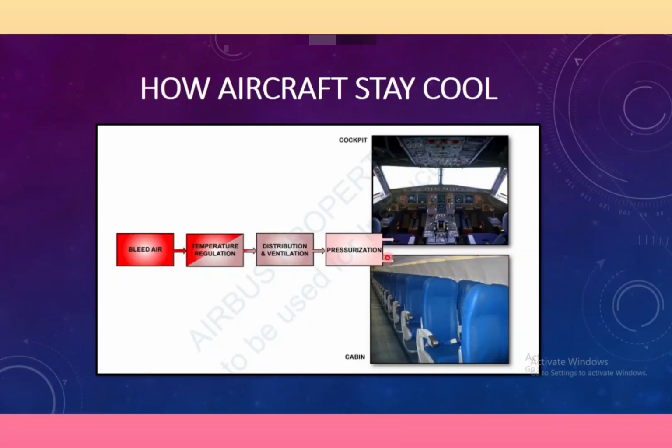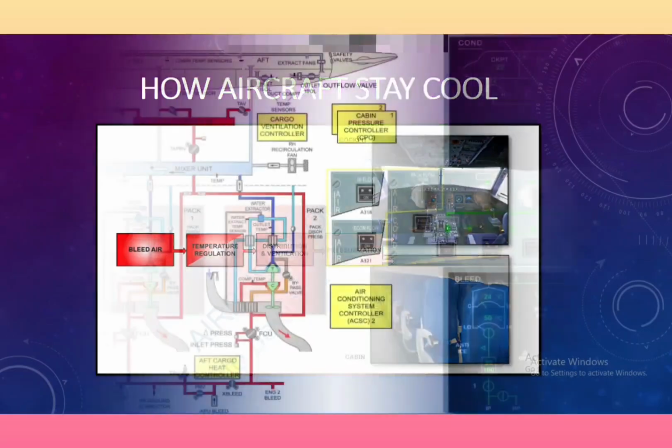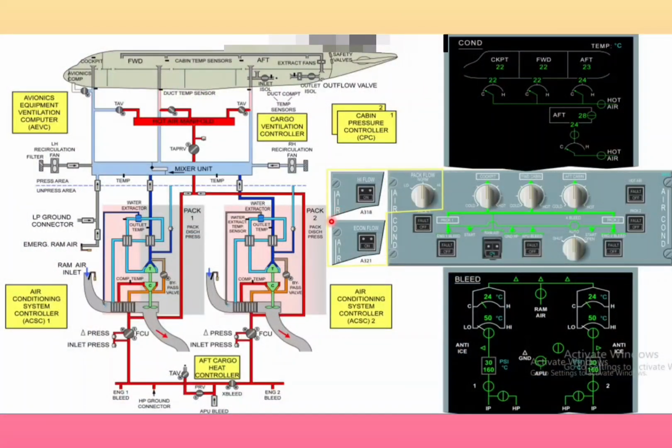Here I am just giving a general idea about how the aircraft stays cool in the Airbus 320 family. So this is just a schematic diagram and the ECAM display control panel of the Airbus 320 family. We'll go quickly through how it works. Here you can see there are bleed sources: engine, APU and HP ground card. I will not take all the examples, we'll just go through engine one.